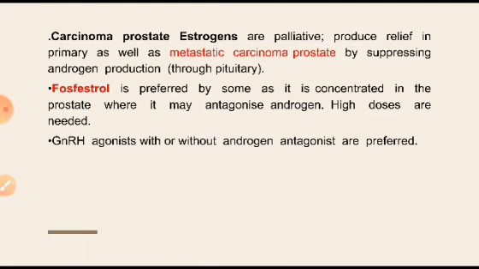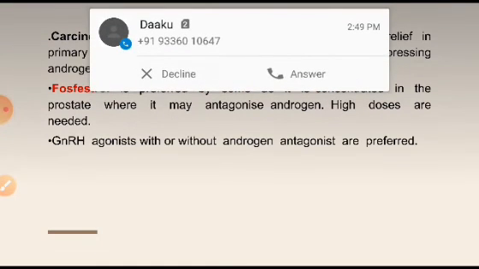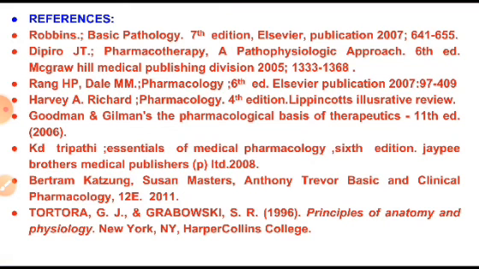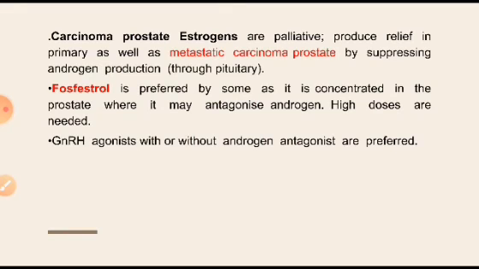Also used in carcinoma prostate, where estrogens are palliative. Phosphestrol is preferred by some as it is concentrated in the prostate where it may antagonize androgen. High doses are needed. GnRH agonist with or without androgen antagonist are preferred. So these are the uses of estrogen.